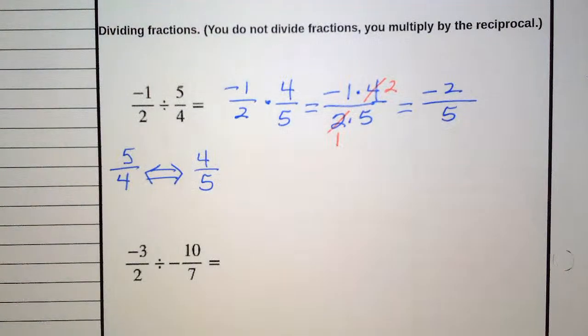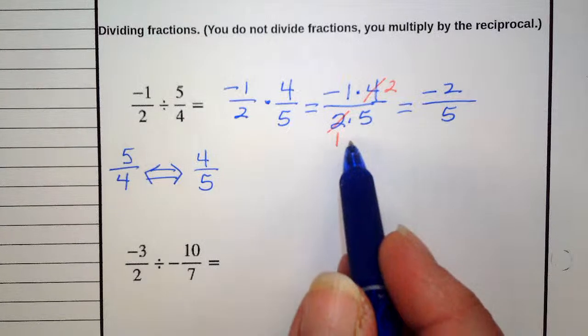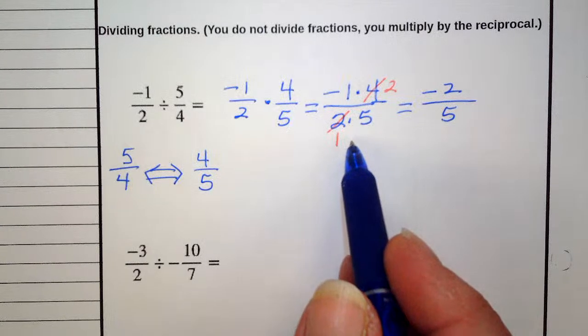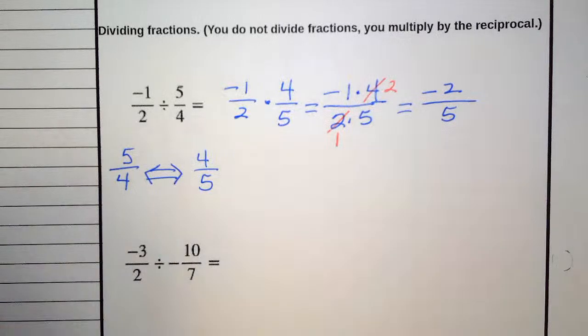What would happen if I didn't divide the 2 out at this phase? Well, then I would have to do it at the end. So if you forget that step, it's okay. Just remember to simplify at the end.